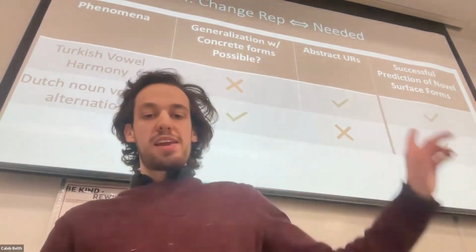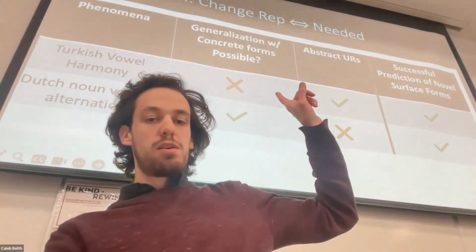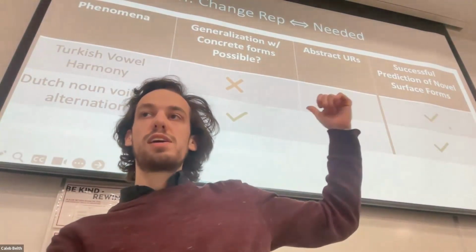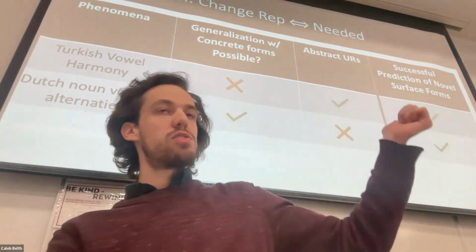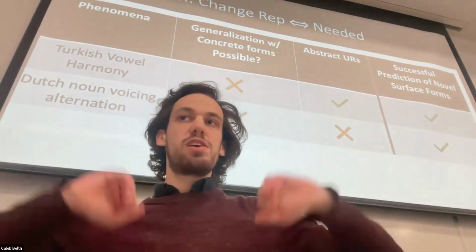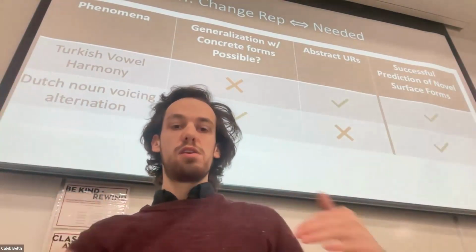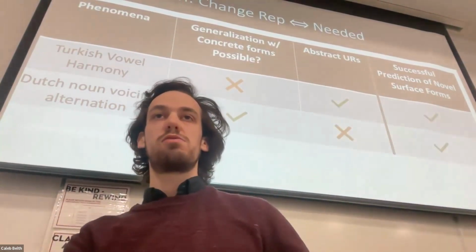Here's a diagrammatic characterization of the same thing I just said, essentially. But I've got this extra column for successful prediction of novel surface forms. Again, tying it back to the original problem, which is that children's linguistic systems productively extend far beyond the actual input that they have. So that suggests that they can predict novel forms.